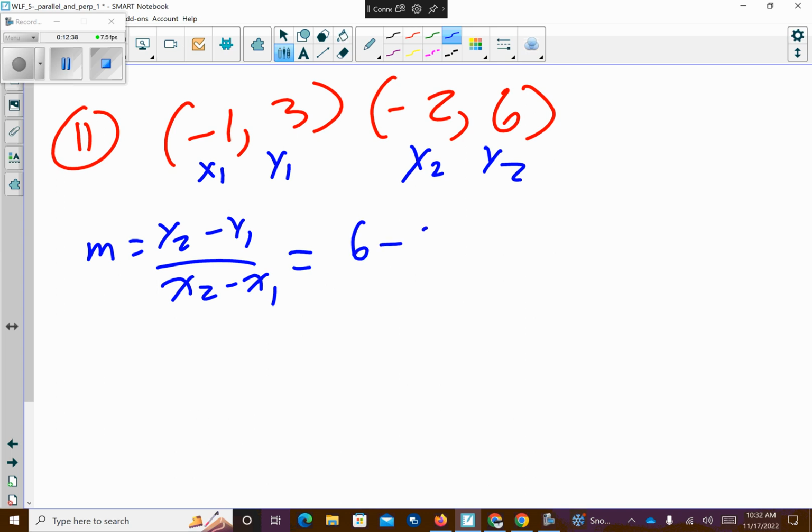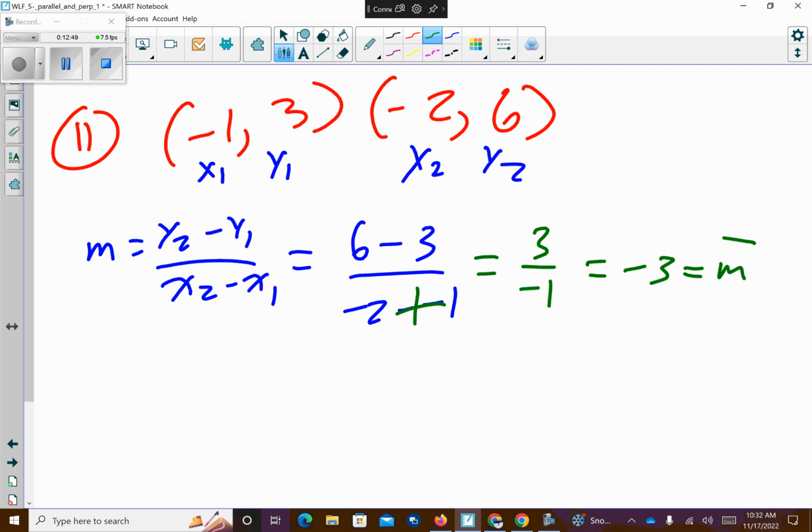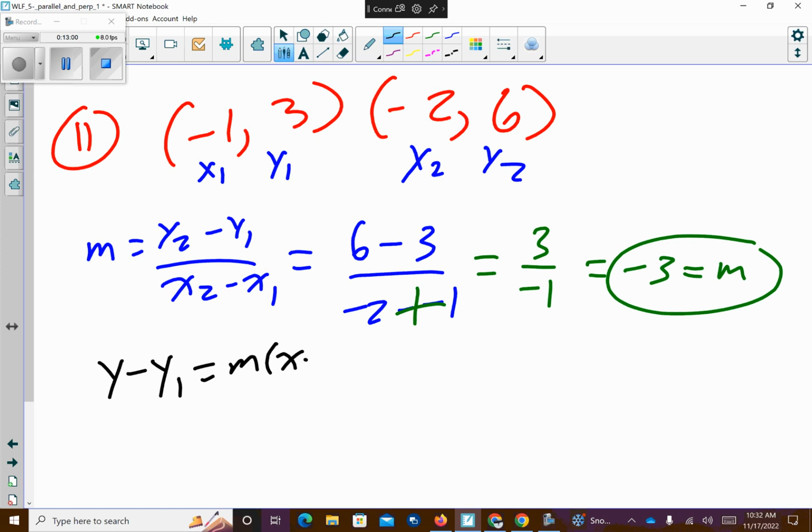Slope is y2 minus y1 over x2 minus x1. So I get 6 minus 3 over negative 2 minus negative 1. That's going to give me a plus there. So I get 3 over negative 1, which is negative 3. Good so far? We don't have the y-intercept, so I'm going to go y minus y1 equals m times x minus x1. Plug in. Which point should I pick? Doesn't matter. I'll pick that one.